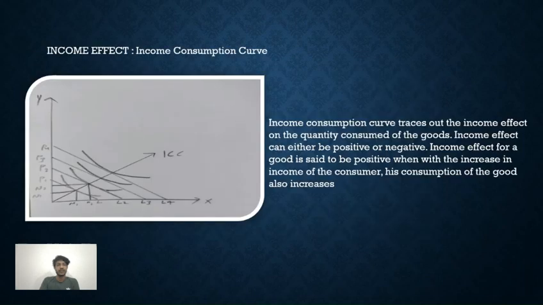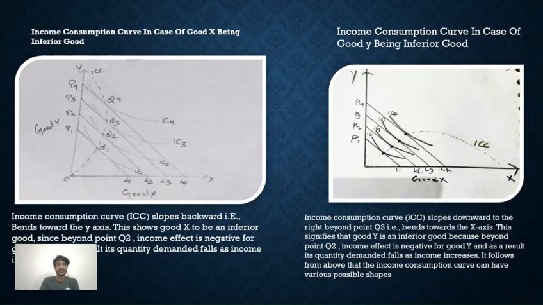Now here is the graphical representation for income effect. Income consumption curve: its description is that the income consumption curve traces out the income effect on the quantity consumed of the goods. Income effect can either be positive or negative. Income effect for a good is said to be positive when, with the increase in income of the consumer, his consumption of the good also increases.